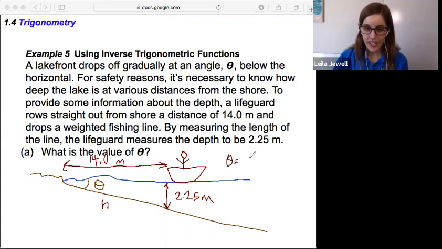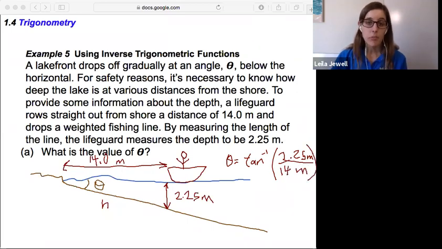That our angle theta is equal to inverse tangent of our opposite, the 2.25 meters, divided by our adjacent, the 14.0 meters. And what you'll notice is that because we have meters divided by meters, those meters are just going to cancel out. And we're left with the inverse tangent of this fraction, which is how tangent should be. And that's because we're not going to have units within the tangent.